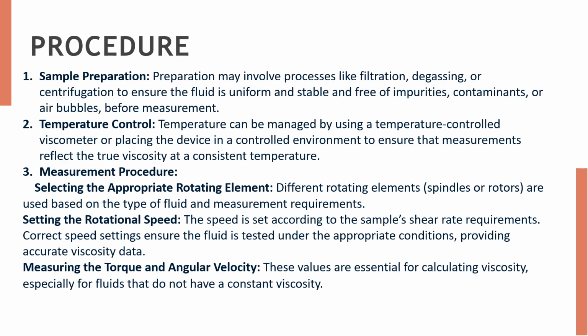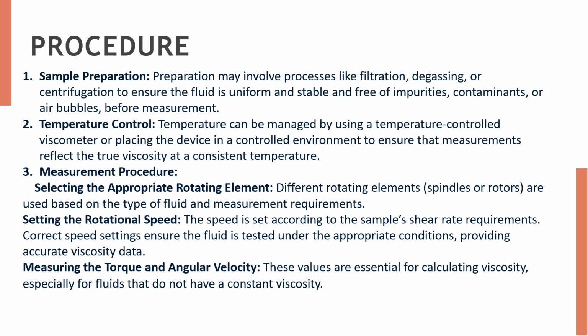Now we will see the general procedure on how to use a rotational viscometer. First is sample preparation. Before using any kind of instrument, we have to make sure that the sample we are using is free from impurities, contaminants or air bubbles. To make sure that it doesn't contain any impurities, we will put the sample through processes like filtration, degassing or centrifugation, so that we can obtain a sample which is uniform and stable.